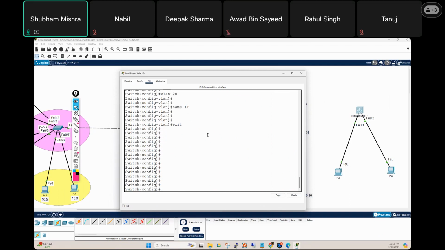Now, here, guys, we need to perform the SVI. See, SVI means whatever VLAN you created, you can assign an IP address to that VLAN. Are you getting my point? Yes or no?